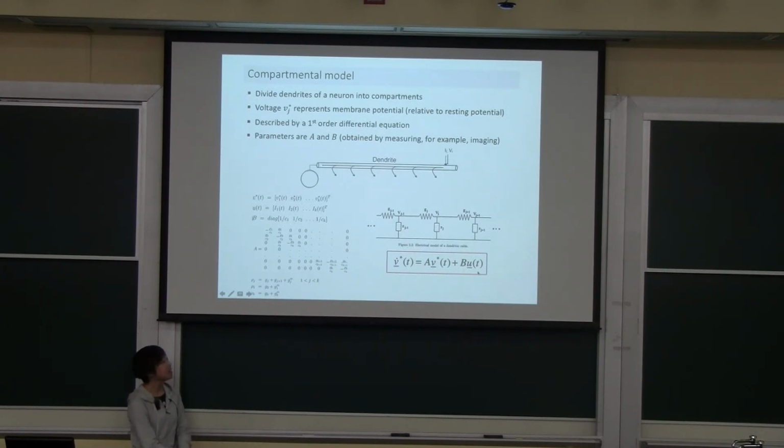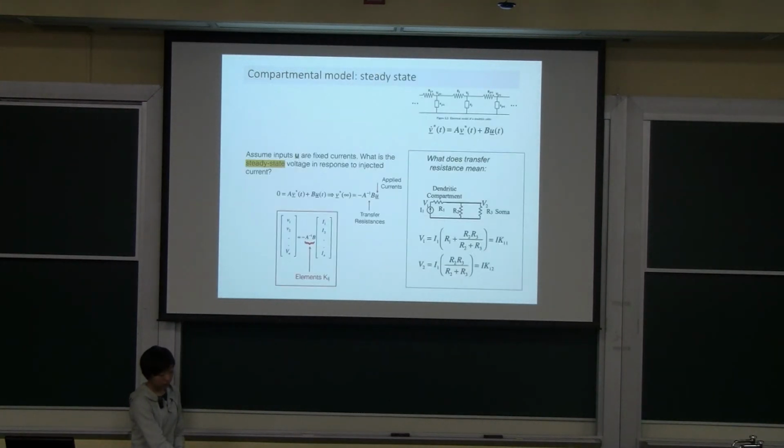Okay. All these details you don't have to remember, but just understand that each of these A and B matrices represents the parameters of that dendrite. So how long or how wide the dendrite is is encoded in this matrix. Good.